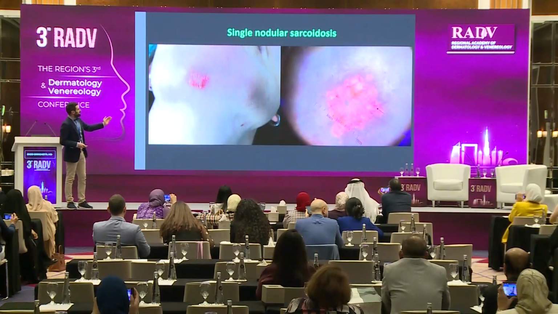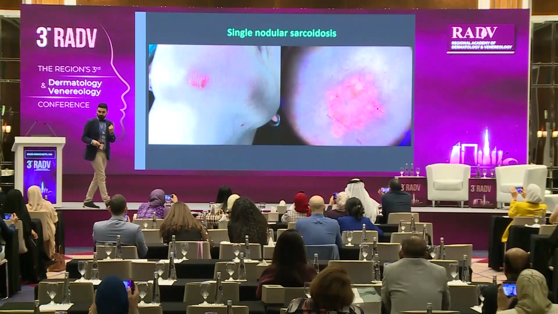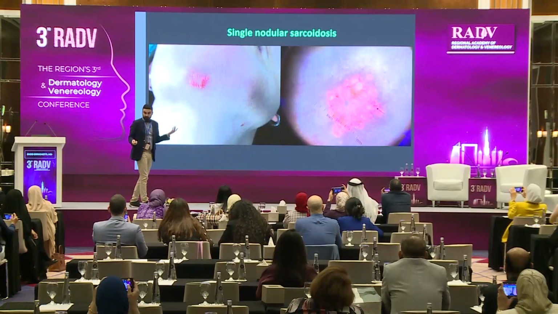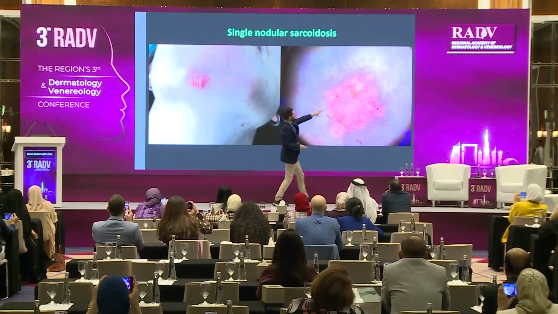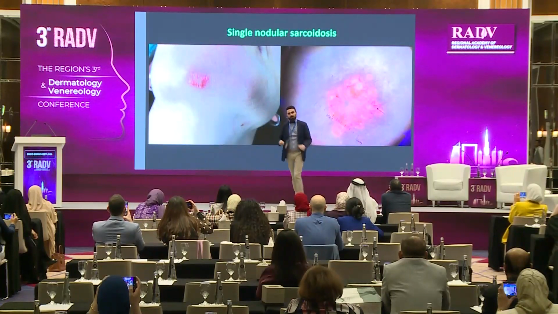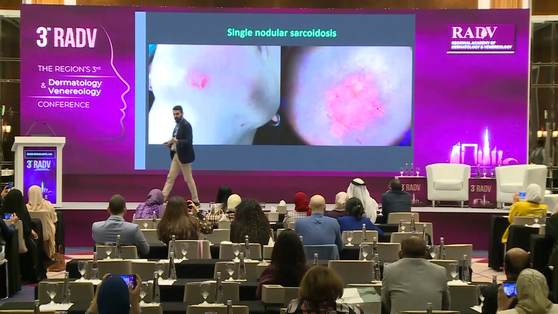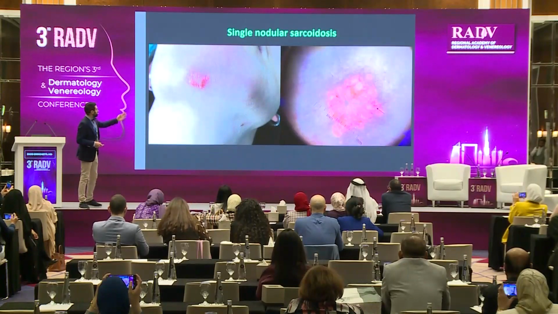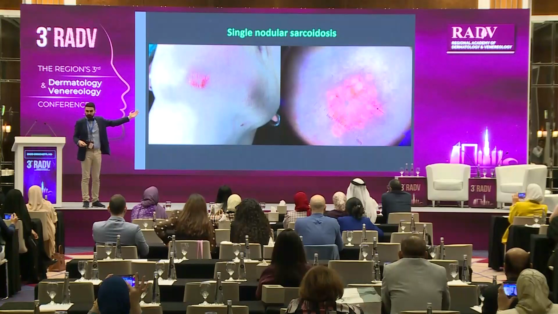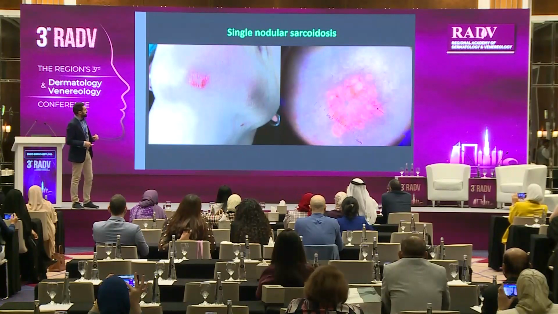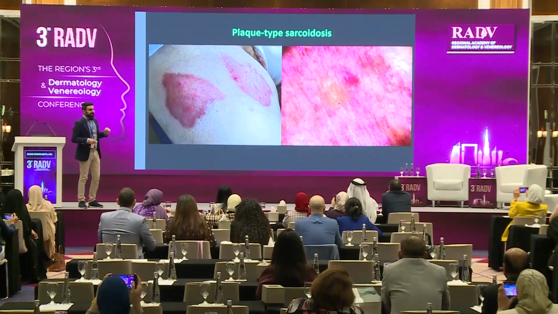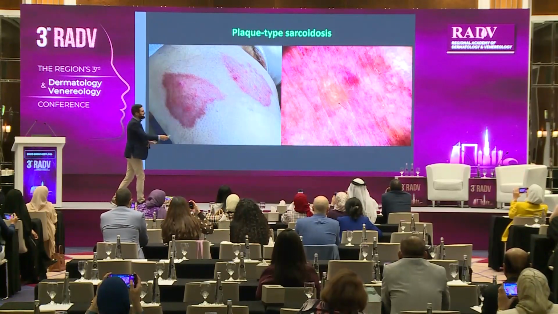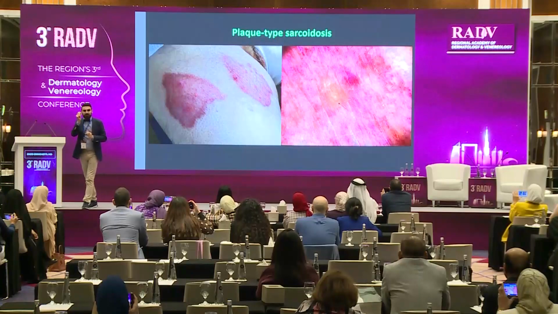Even in this case, this was a single lesion. Difficult from a clinical point of view, but we see the orange is here, here, and we see the sharp, small vessels. It could be also a tumor from a clinical point of view, but on dermoscopy, we can have an idea on what it is. The plaque-type sarcoidosis, still we have orange and these small focused vessels. Great.